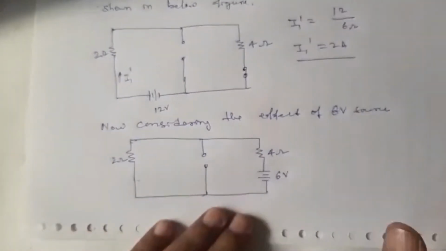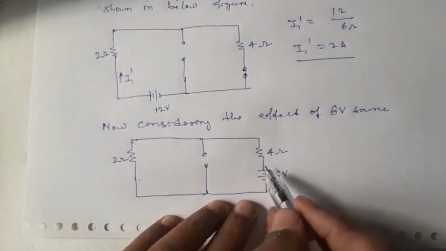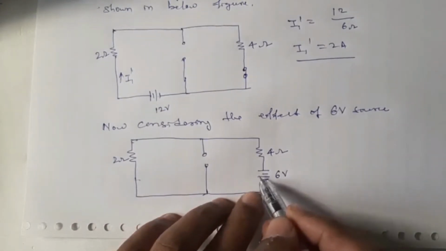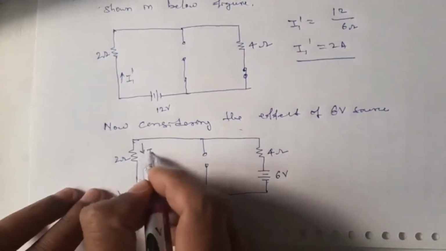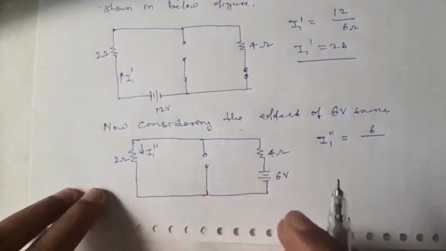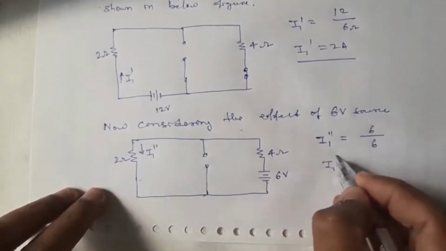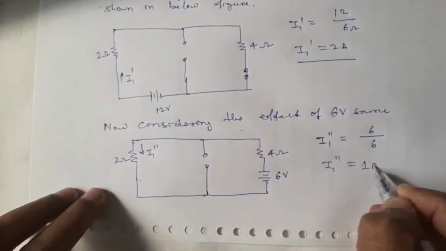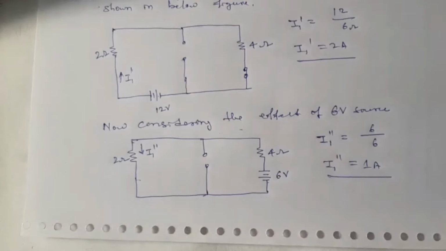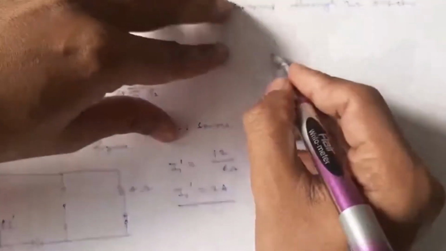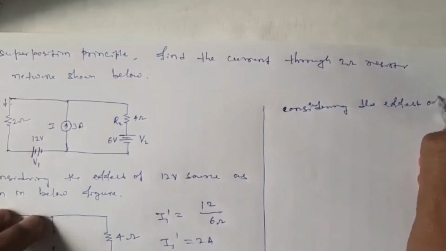Dear students, if you see these 6 volts, the current is flowing in this direction. Because of these 6 volts, the current will flow in this direction. For that purpose, I consider I1 double dash. 2 plus 4 is 6, so I1 double dash is equal to 1 ampere. It is a simple network. Next, I'm going to consider the effect of the current source, the 3 ampere source.